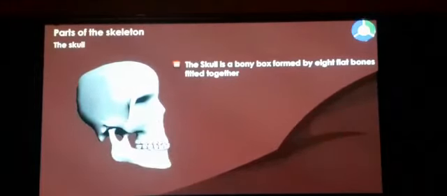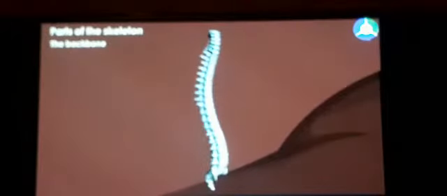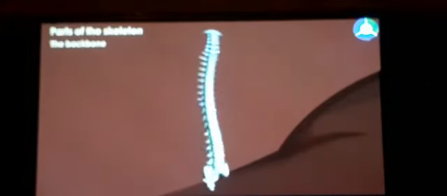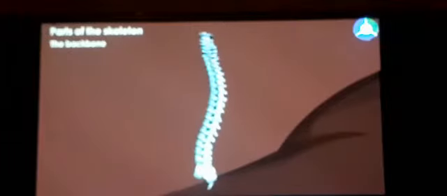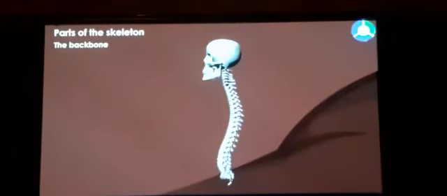The skull rests on the backbone. The backbone: 33 small bones called vertebrae together make up the long backbone or vertebral column. The spinal cord, which is a delicate organ, is enclosed in the backbone and is thus protected. The backbone is joined to the skull at its upper end.